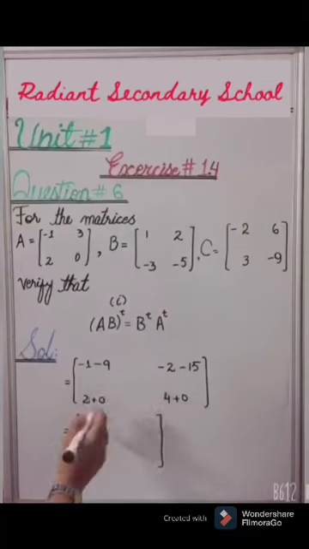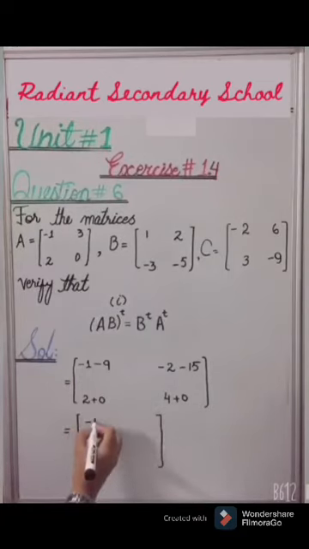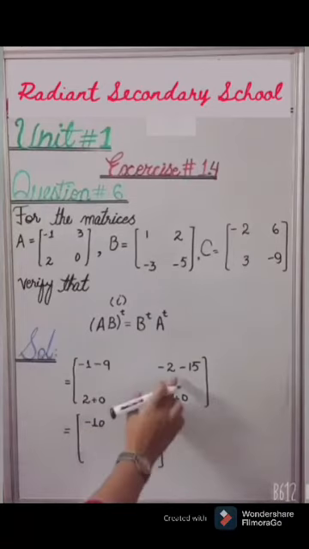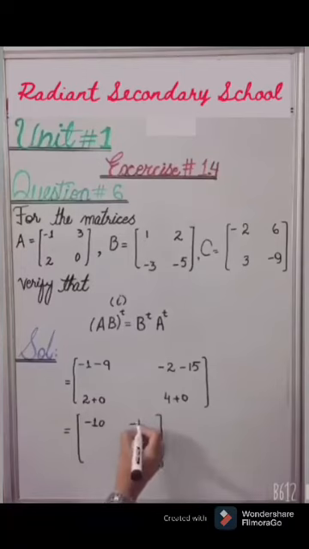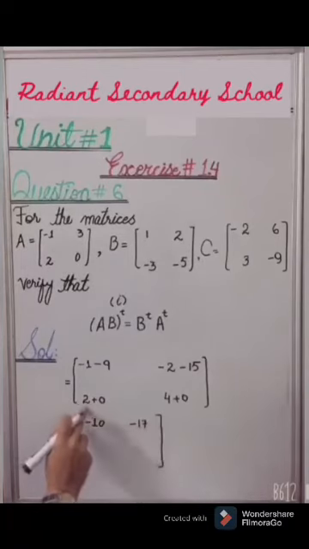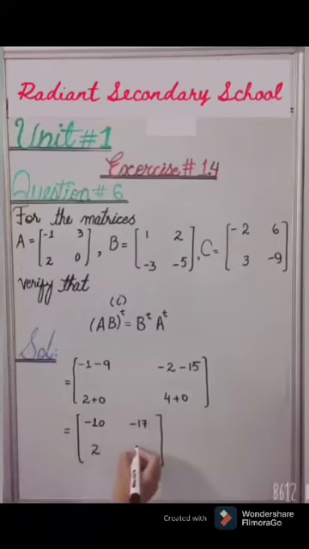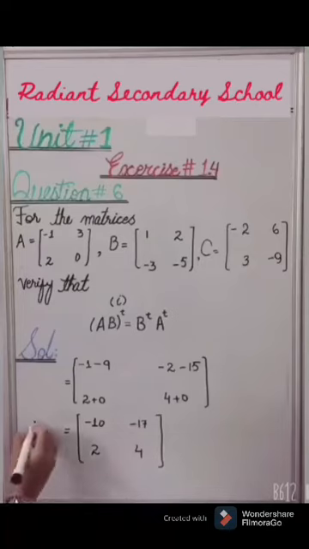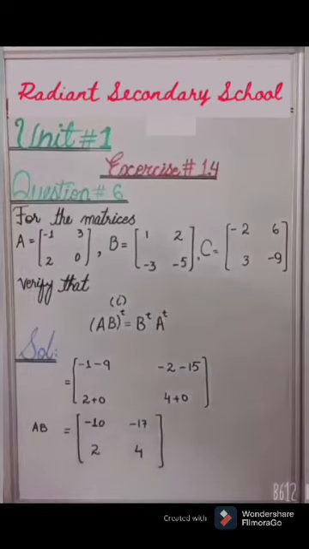Let's solve this matrix. We have minus 1, minus 9, which will be equal to minus 10. Moving on, we have minus 2 and minus 15. We will have minus 17. We have 2 plus 0, which is 2, and we have 4 plus 0, which is 4. This is our matrix A into B. So I am going to write A into B. Now in the next step we are going to take the transpose of this product, which is A into B.